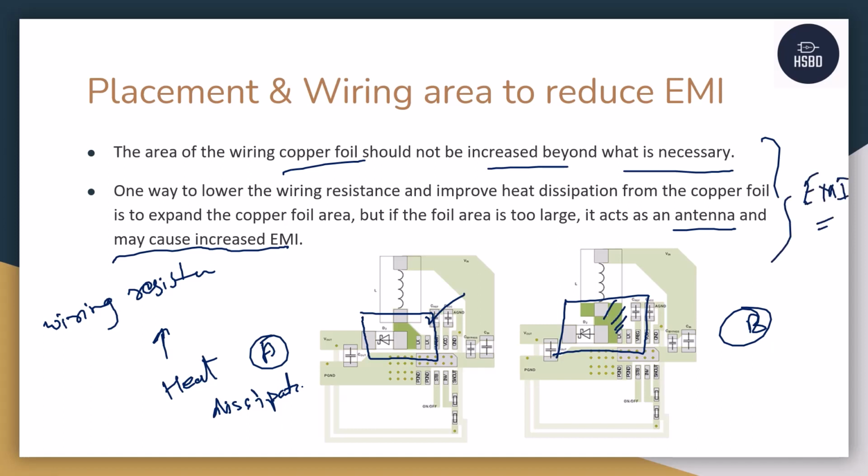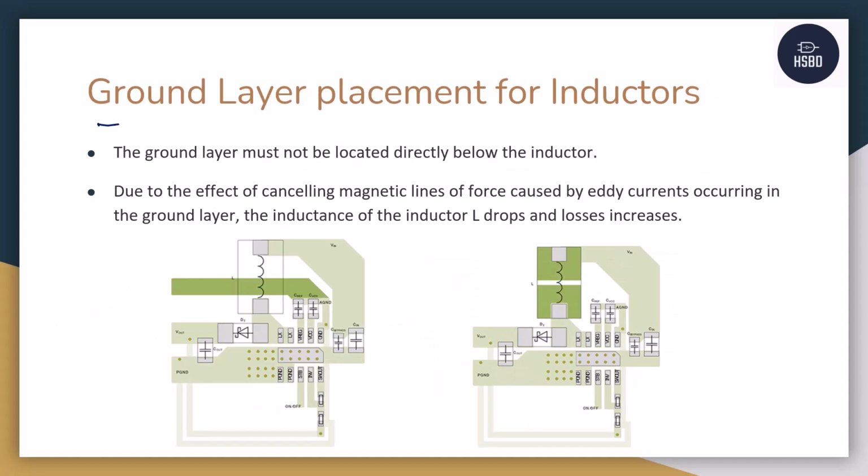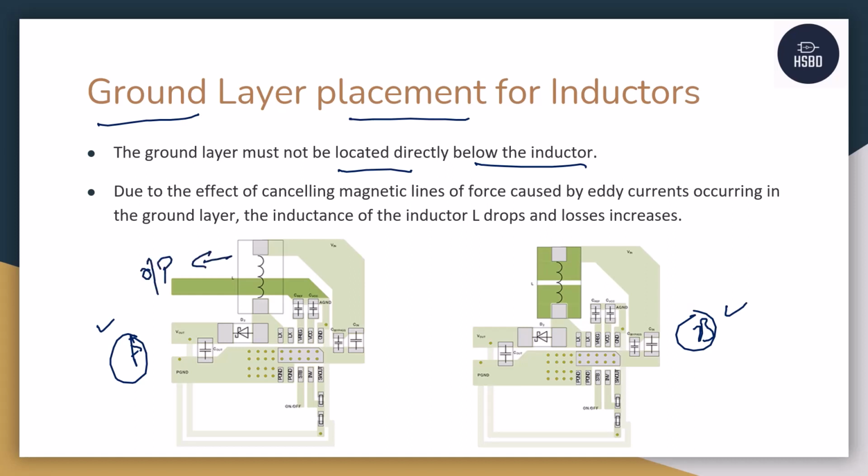Now let us move on to the next point. The next point states that the ground layer placement should not be located directly below the inductor. I have taken two exhibits, exhibit A and exhibit B. In exhibit A, you will notice there is this output inductor that I am using, and there is this ground plane which is going just a layer below the inductor.